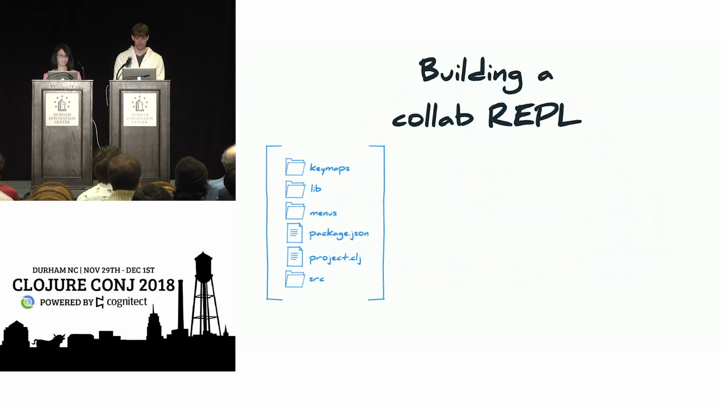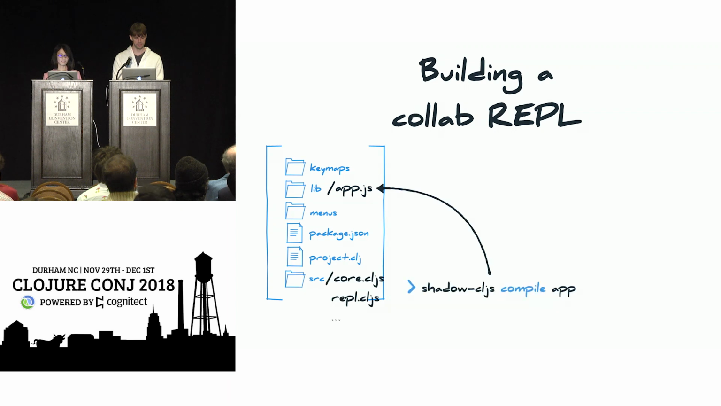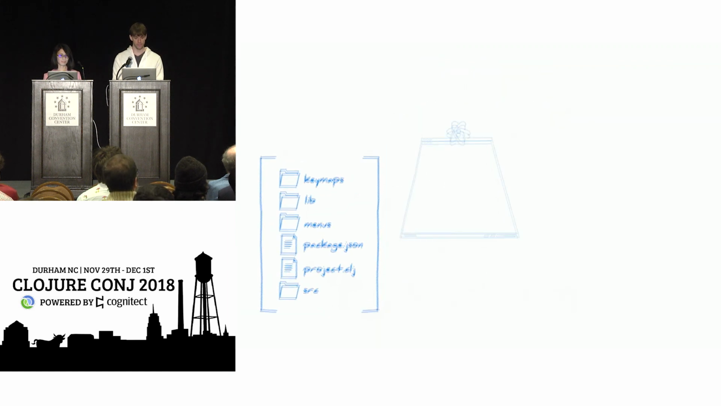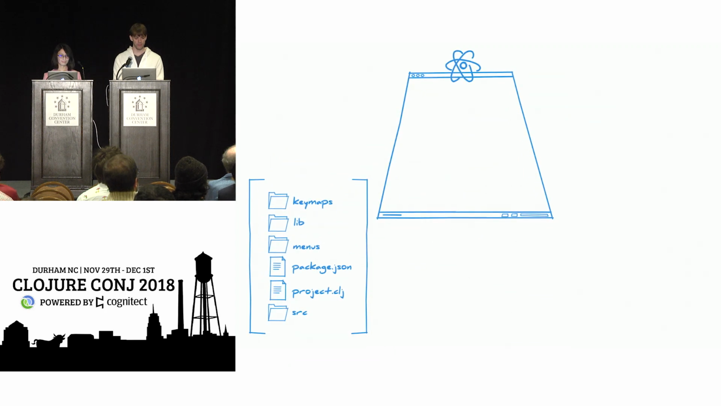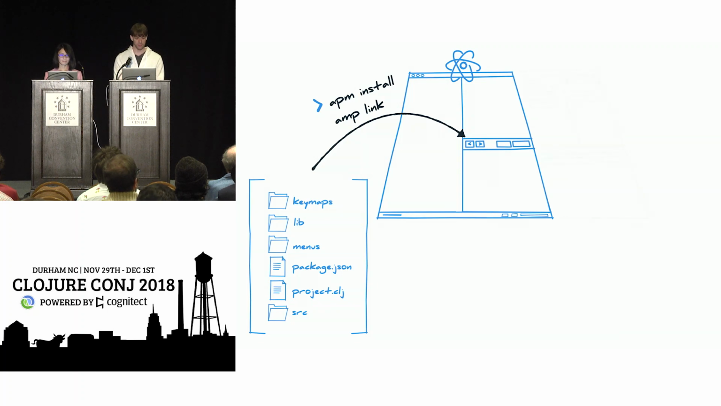Let's see. So building packages for Atom is pretty easy. All packages have this standard format and expect to have some JavaScript here. So we just use shadow.cl.js to compile our ClojureScript into it. So now that we've got our package built, we can install it like this and then just restart Atom and we're up and running. And Atom comes with Chromium's built-in web debugger, which is pretty good.